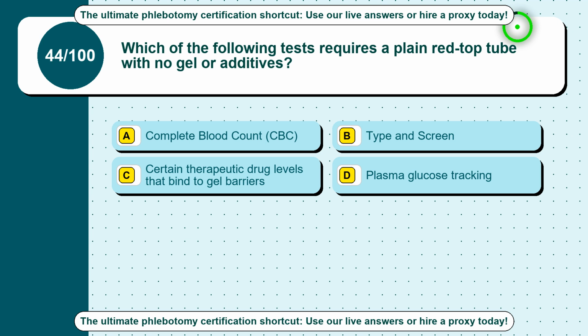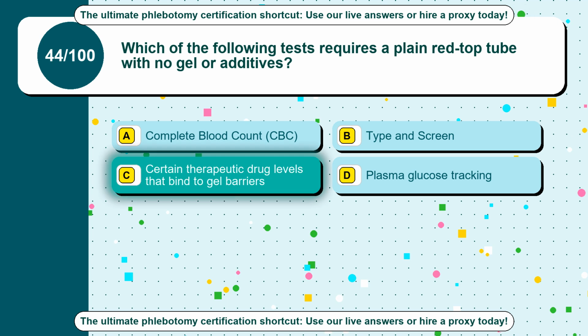Question 44. Which of the following tests requires a plain red top tube with no gel or additives? Option A, complete blood count, CBC. Option B, type and screen. Option C, certain therapeutic drug levels that bind to gel barriers. Option D, plasma glucose tracking. The correct answer is option C, certain therapeutic drug levels that bind to gel barriers.